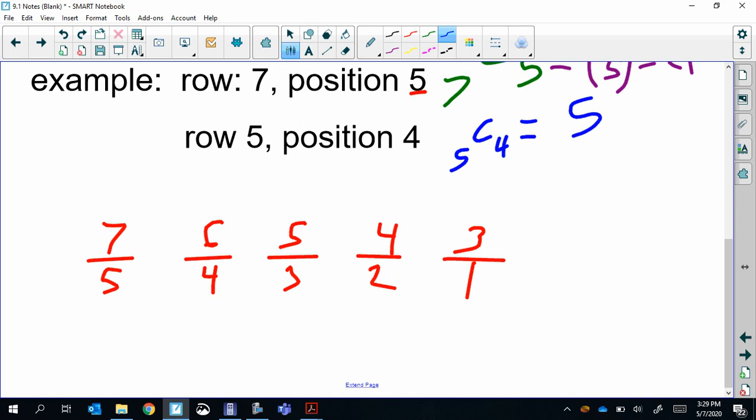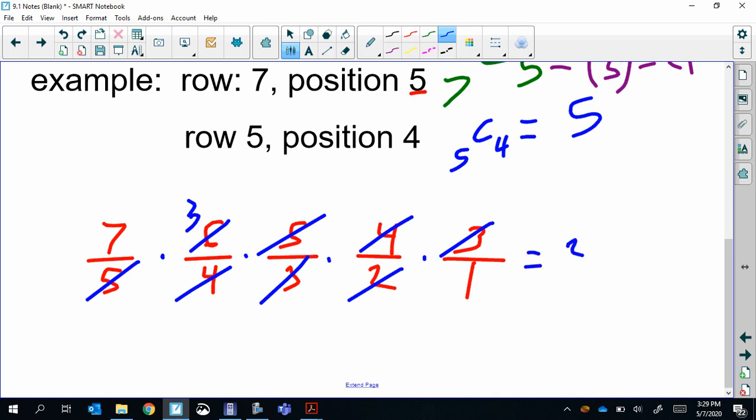Now, canceling out, you can cancel out anything on top with anything on bottom because this is all multiplication. So 5 cancels 5. 4 cancels 4. 3 cancels 3. This 2, you can even reduce the 6 to a 3, and then our answer here is just 7 times 3, which is 21. So it's not difficult to do them by hand. It's a lot of writing. Probably easier on the calculator, so that's the way we'll do that.